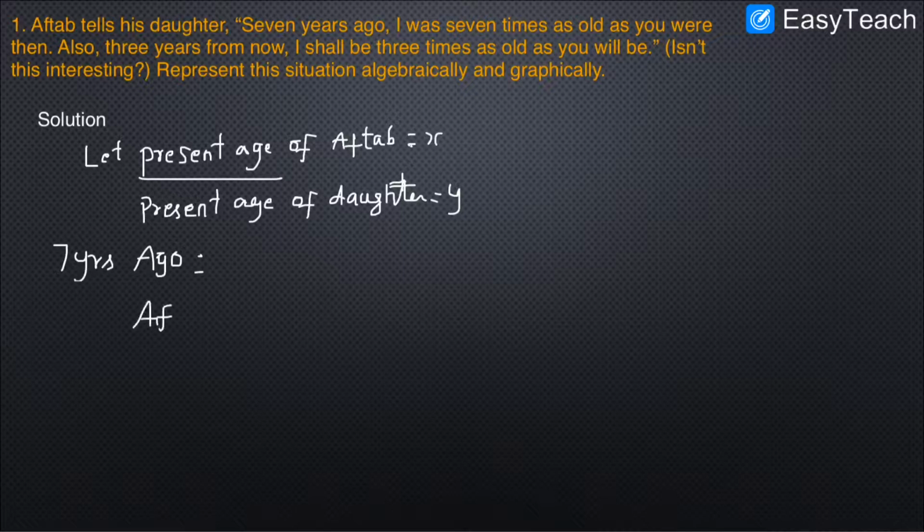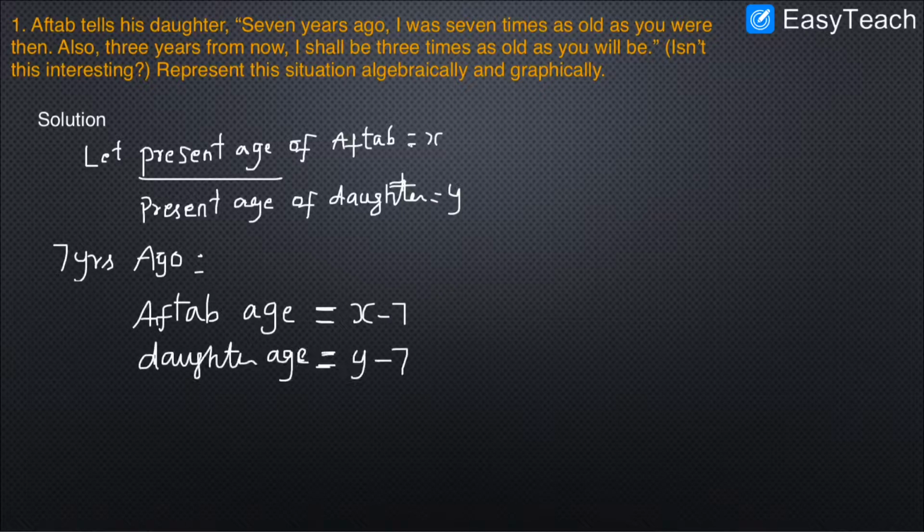7 years ago, Aftab's age is 7 years less than the current age, which is x minus 7. If you subtract 7 years from the current age of Aftab, it would be the age 7 years ago. I do the same with the daughter's age, which is y minus 7. Now we have found both of their ages 7 years back.